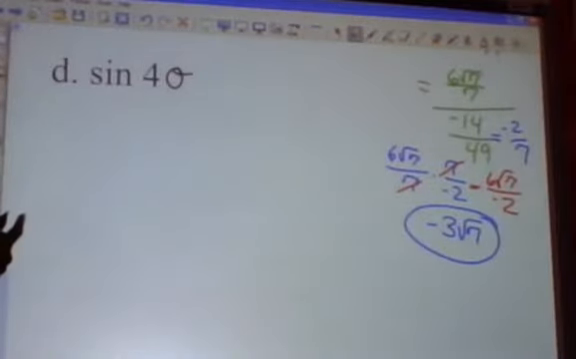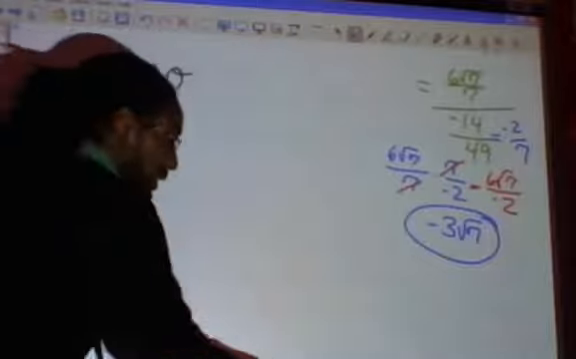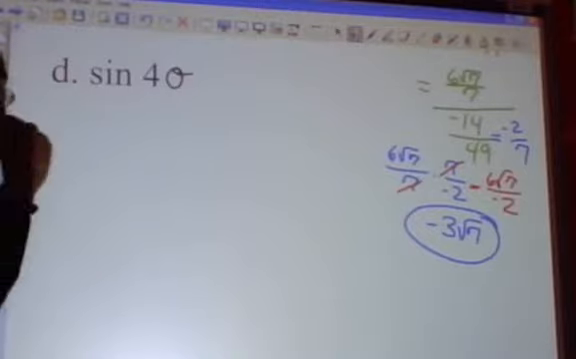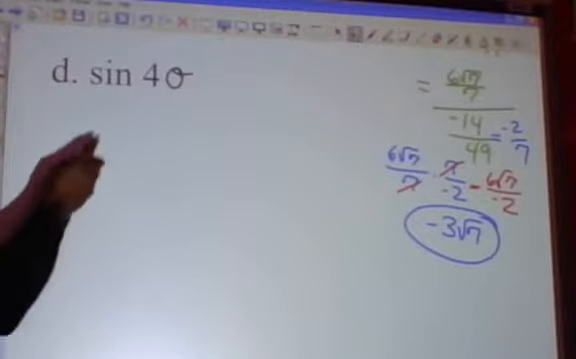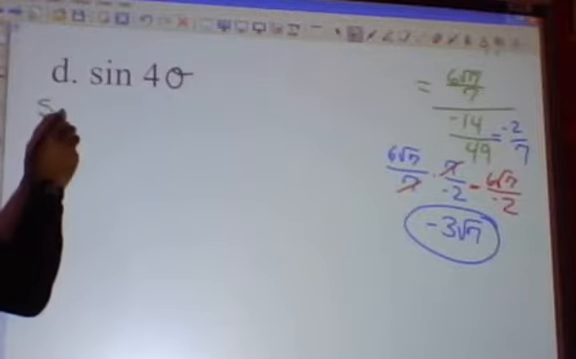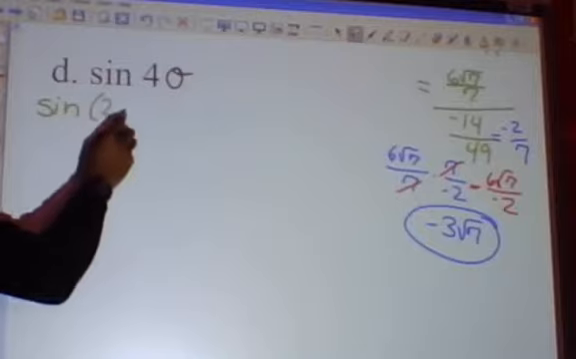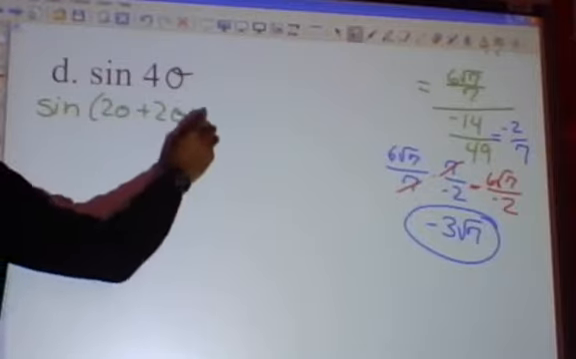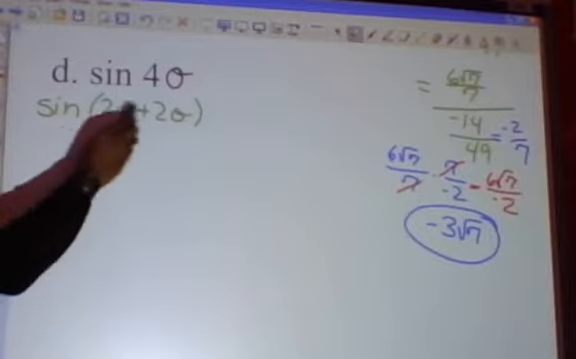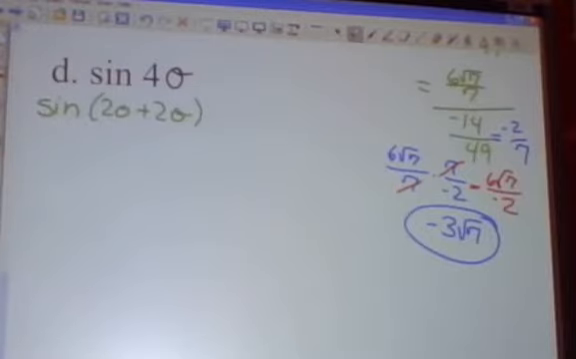But the last one, D, which is sine 4 theta, is actually the easiest. After you've done all that work, the easiest one would be sine 4 theta. So with this, let's go ahead and take a look at it. Sine 4 theta is just sine of 2 theta plus 2 theta. In other words, we're just adding them together. So 2 plus 2 equals 4, and then it's theta, so it's like 4 theta. So we're going to do the sum identity for sine.